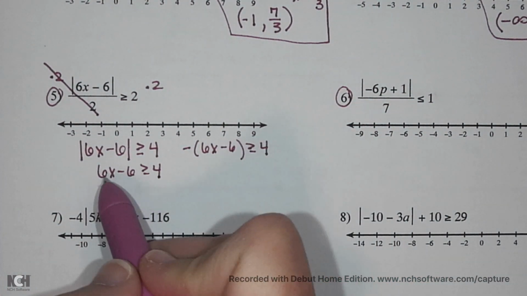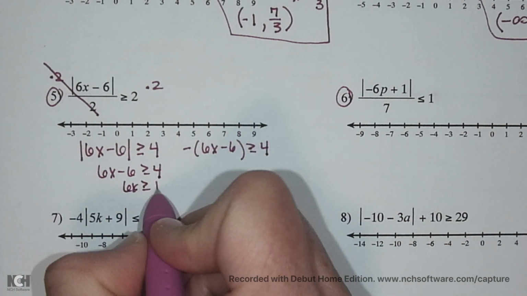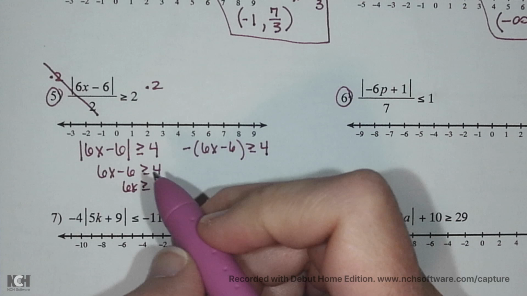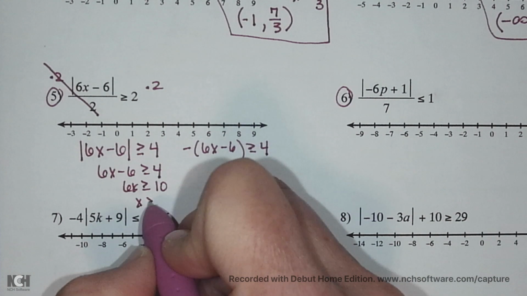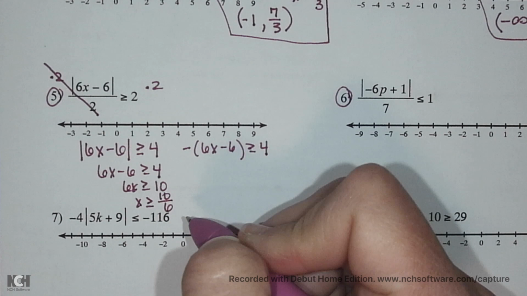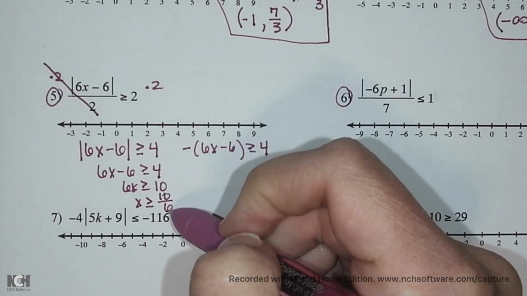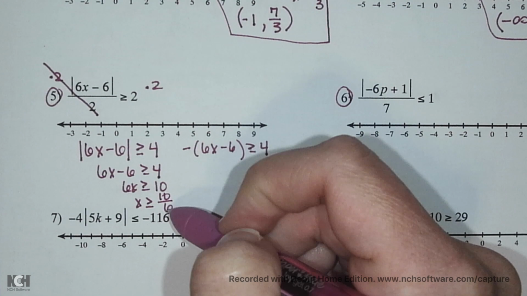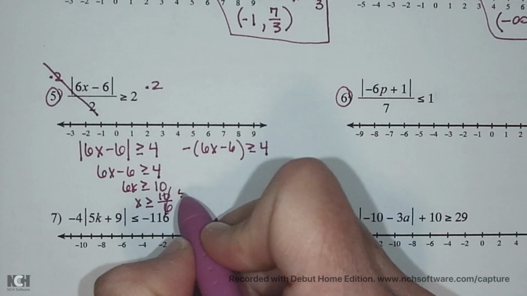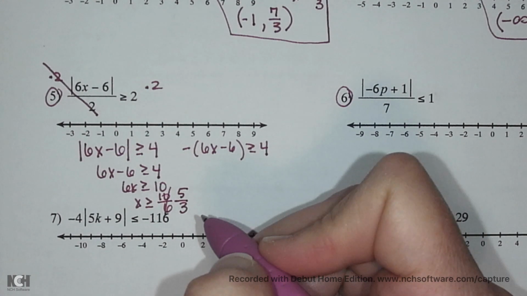I'm going to solve this one first. Add 6 to both sides. You'll get 6x is greater than or equal to 10. And then x is greater than or equal to 10 over 6. Now 10 over 6 is a fraction that can be simplified. If you divide both the numerator and the denominator by 2, you're going to get 5 over 3. So that's what we want, the most simplified form.